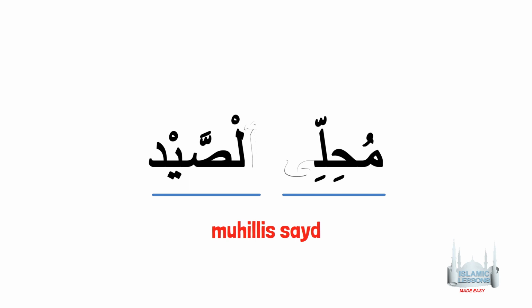Muhillis-Said. Notice how I didn't pronounce the lam? I said Muhillis-Said and not Muhillil-Said. That is because you see an alif lam and after it there is a shaddah or a sun letter. You drop the lam. You can learn more in our Tajweed video posted in the link.